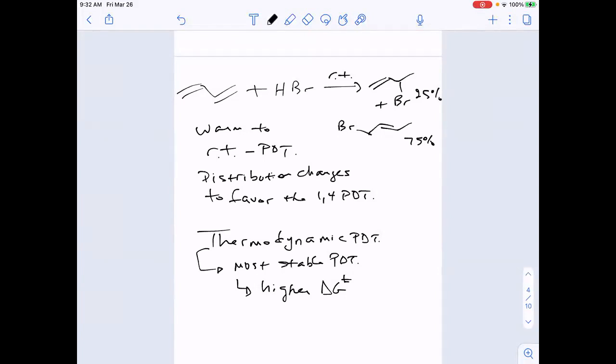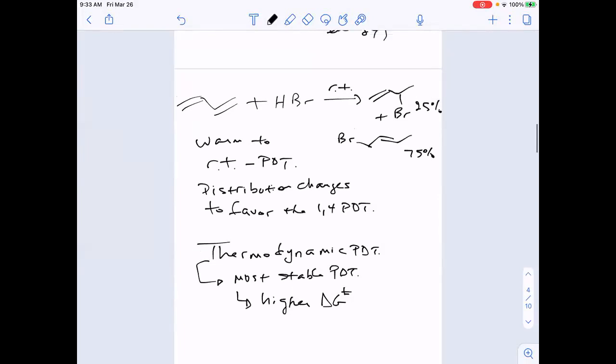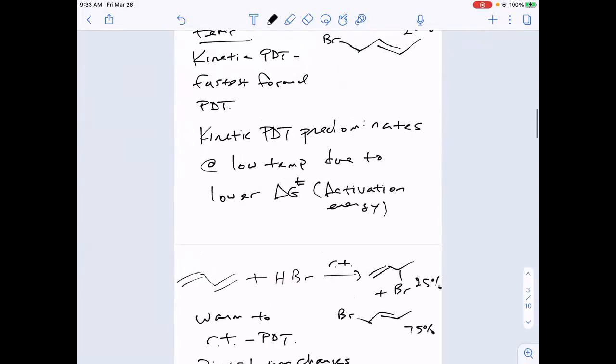But what you do is increase the amount of energy that's available. I think every 10-degree increase in temperature doubles the rate of a reaction. So what you're doing is increasing the amount of energy that's available for bromine to go back and attack that other site. Oh, okay, that makes sense.